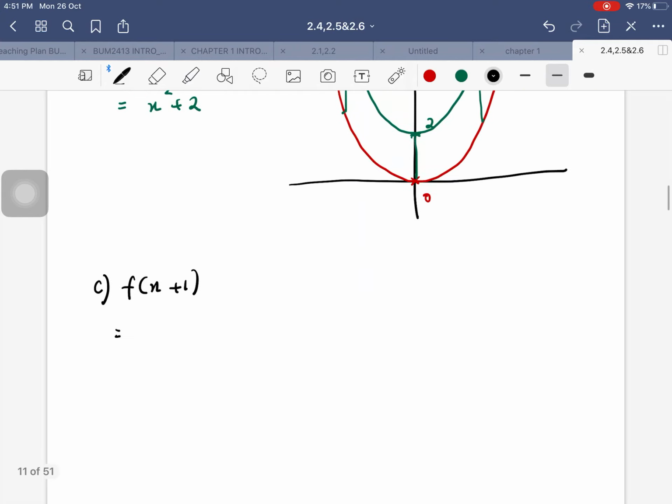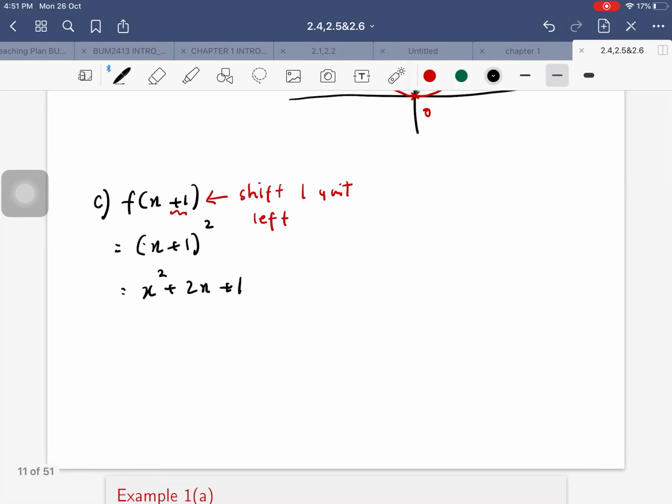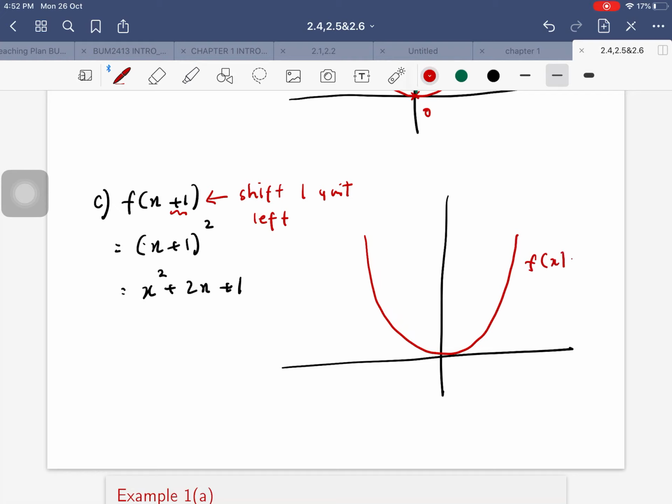Now I have a look at c. c is going to be f of x plus 1. And this function is going to be, so I'm going to have f of x plus 1 equal to x plus 1 squared, which is going to be x squared plus 2x plus 1. So this is the graph that we wanted. And when we have f of x plus 1, I know that my graph, because of the plus 1 right here, is going to shift 1 unit left or right. Because we have plus, it's going to be left. Shift 1 unit left.